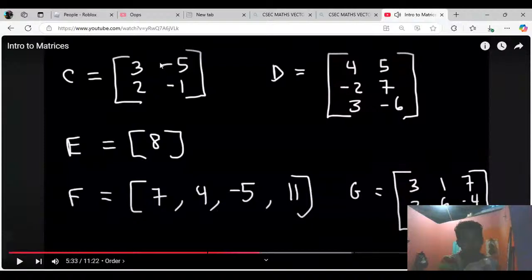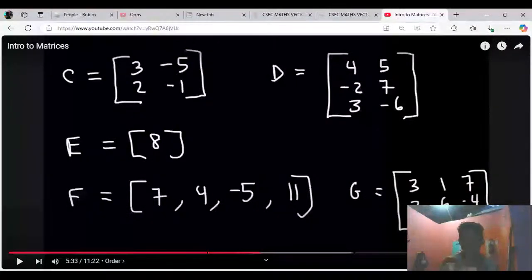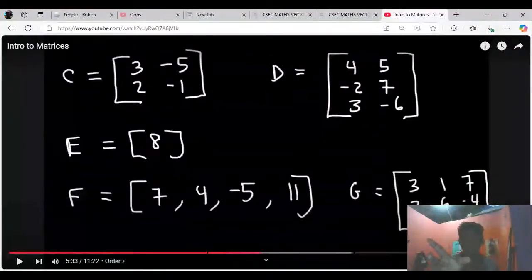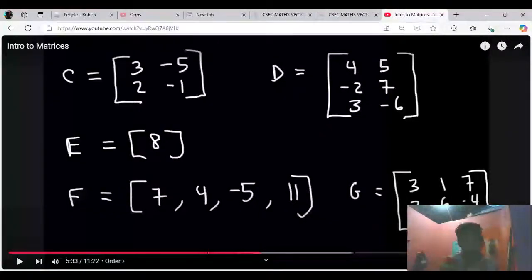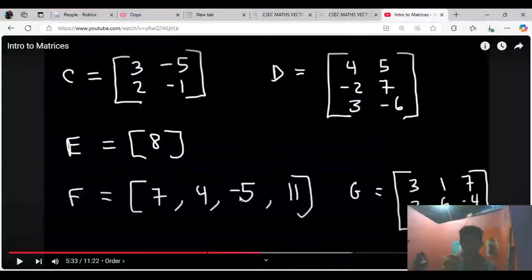This is a 2 by 2 matrix because you get 2 rows, 2 columns. This is a 3 by 2 matrix. This is a 2 by 3. This is a 2 by 2. There is a 1 by 1. And for matrix F, this is a 1 by 4. For matrix G, it is a 3 by 3 matrix.